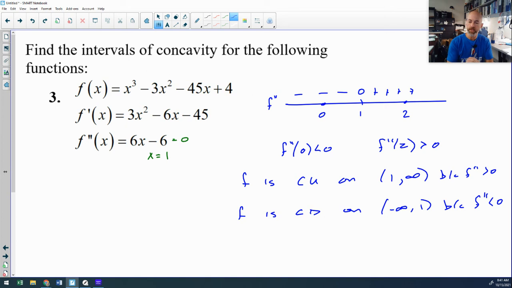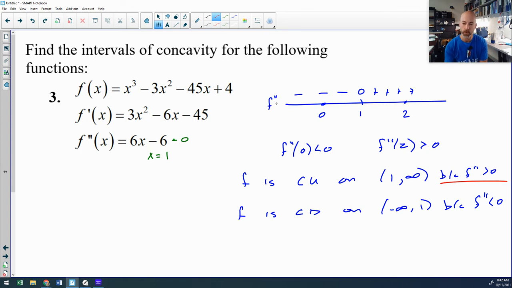Just make sure that when you make any claim, so it's very common for the AP exam to ask, where is the function concave up, and how do you know? Justify your answer or something like that. So if I say f is concave up because f double prime is positive, you have to have some work to support that claim, the explanation for why the function is concave up.